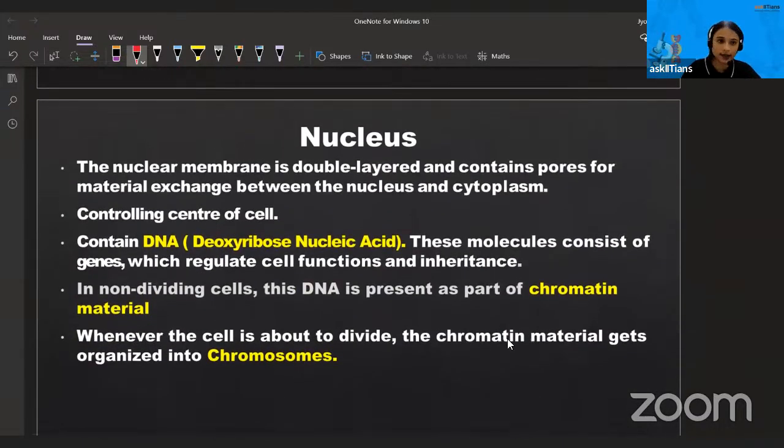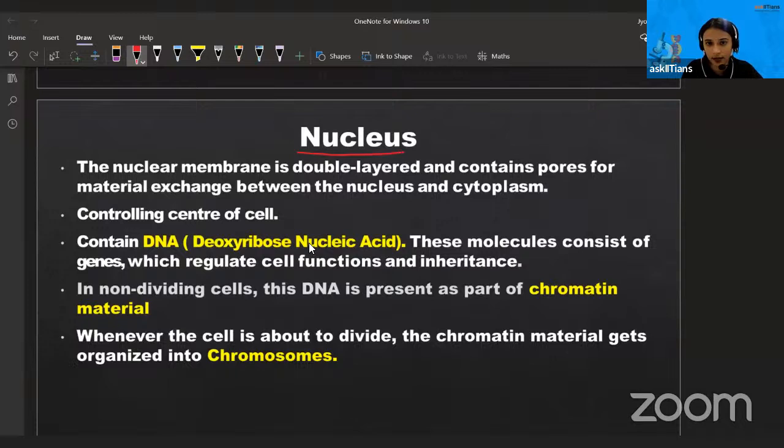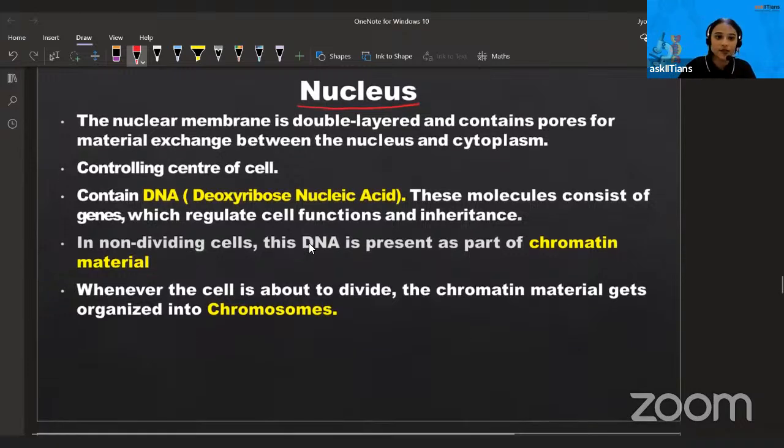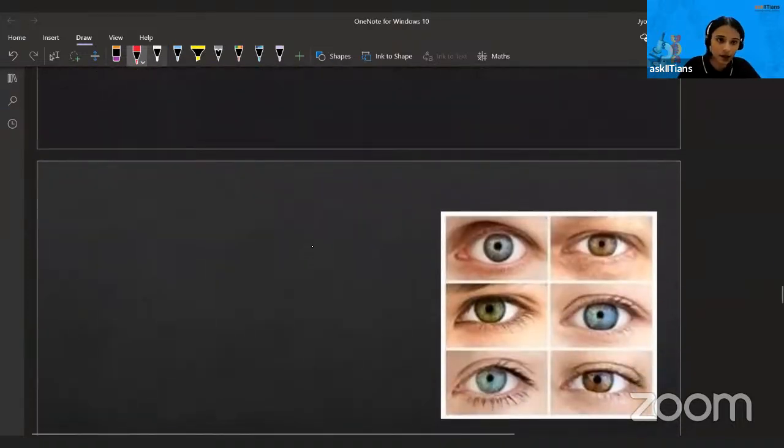Now, moving on to the next part, that is our nucleus. So if I talk about this nucleus, actually, this nucleus is also known as the controlling center of our cell. Why are we saying it is a controlling center? Because inside this nucleus, the genetic material, that is DNA, is present.